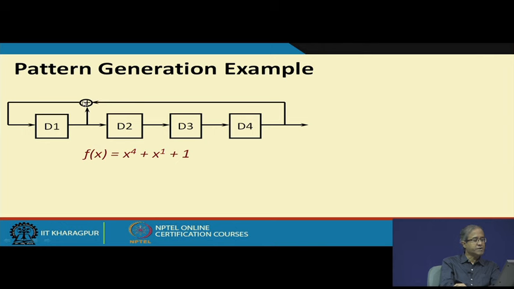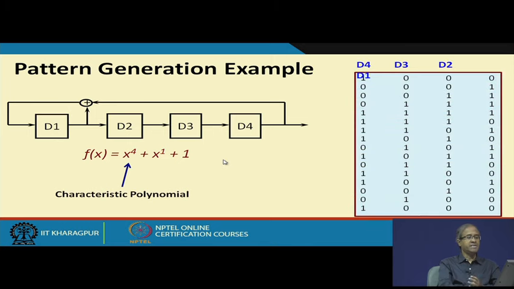So, if instead of this there is a connection from here, then instead of x to the power 1 this would be x to the power 2, x square. If there is a connection from here, it would have been x cube. So, depending on your tapping points from where you are connecting to the input of the exclusive OR, your characteristic polynomial will vary. This is called characteristic polynomial.